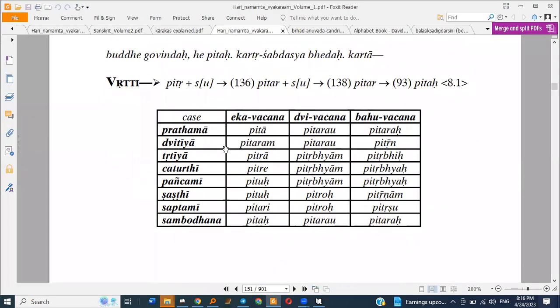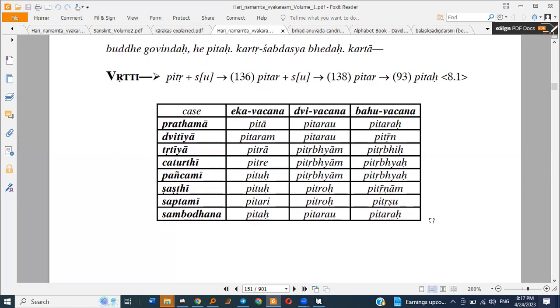So here is the table. Pita, Pitarau, Pitaraha. Please do memorize the tables as we are moving ahead. If you do not memorize the tables, then there is no benefit actually of doing it. Pita, Pitarau, Pitaraha, Pitaram, Pitarau, Pitrin, Pitra, Pitribhyam, Pitribhih, Pitu, Pitrayoh, Pitrinam, Pitari, Pitrishu, He Pitaha, Pitarau, Pitaraha.